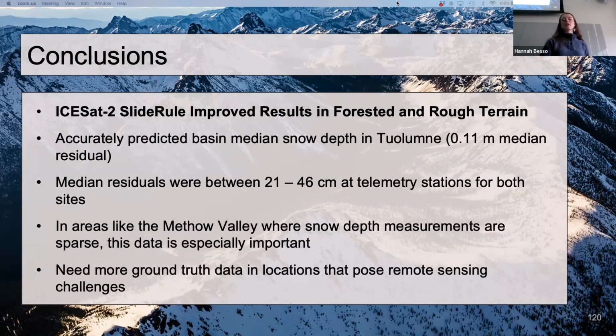In areas like the Methow Valley, where snow depth measurements are sparse and have been historically difficult for satellites to measure due to various factors such as large amounts of cloud cover in the wintertime when we have snow depth, and also very dense tree cover. In areas like this, added data is especially important because it's adding to an already very sparse data set. And we also need more ground truth data in locations that pose difficulties for remotely sensed data, because we need high accuracy measurements so that we can compare these new remote sensing techniques to.